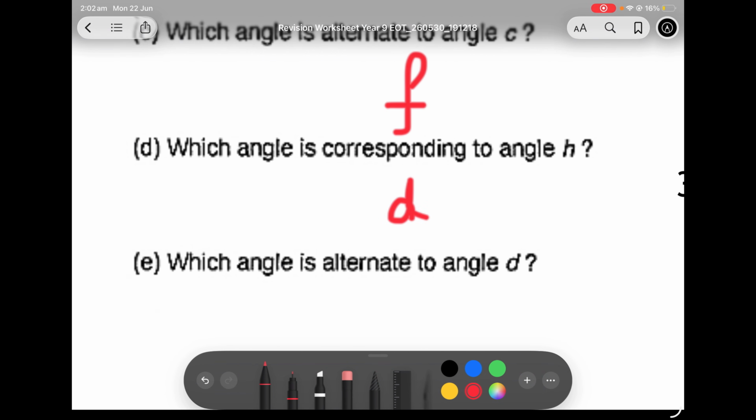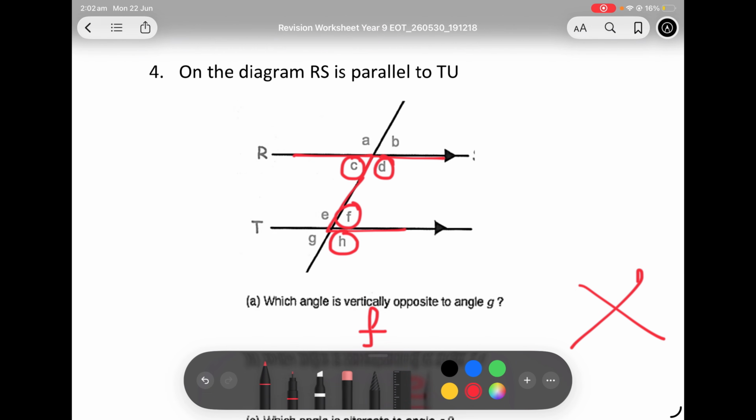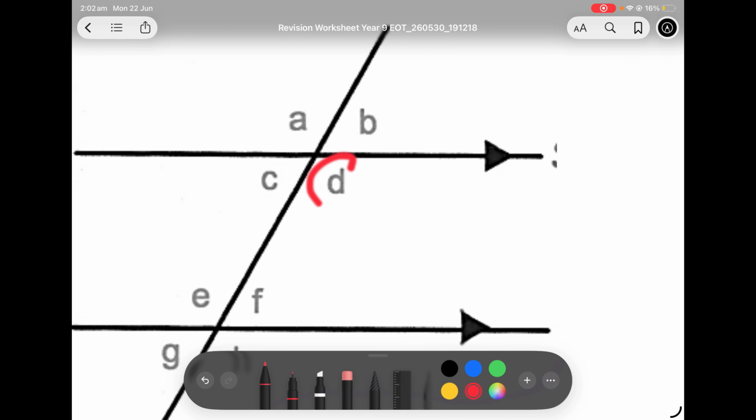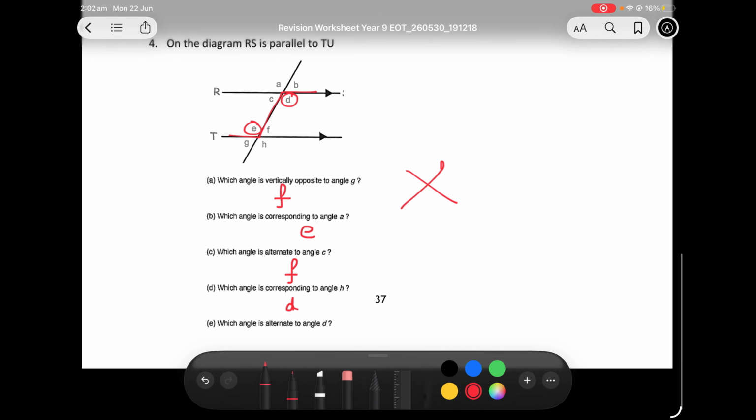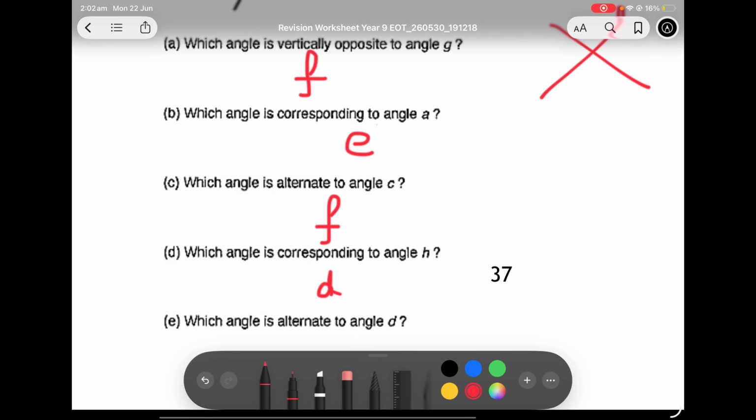Okay, alternate to D, let's erase everything and see. I have my D angle here, and I have to find the alternate, and that would be an E angle is what I get here.